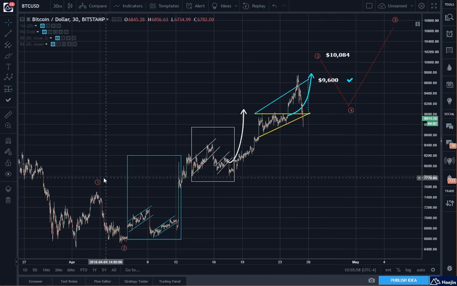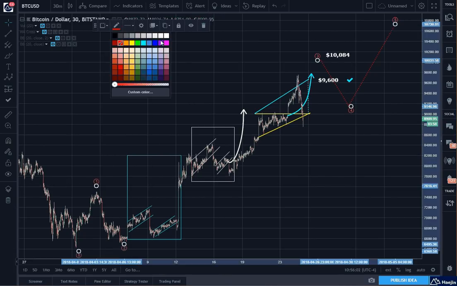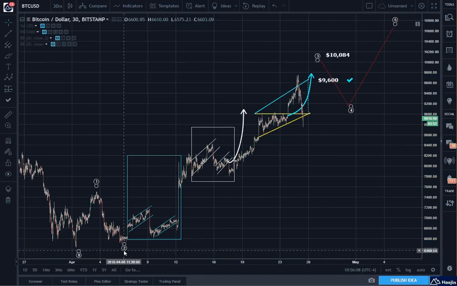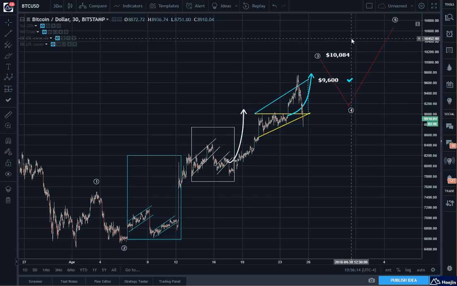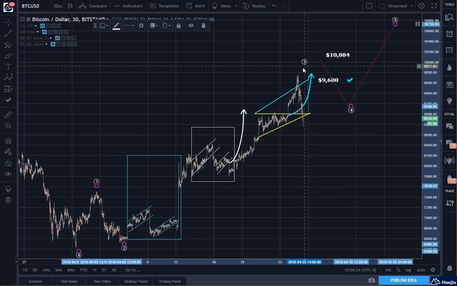So let me change the color to white. So we have wave 1, wave 2, and I had pegged wave 3 to be 10,084. But I believe the change that needs to be made is that wave 3 has to come here. I think wave 3 is done.